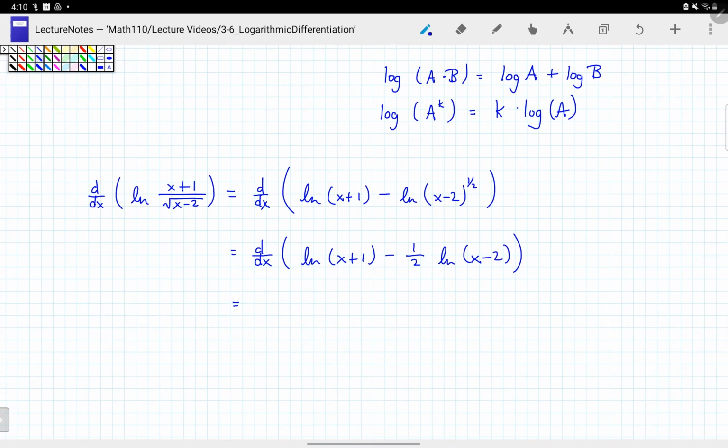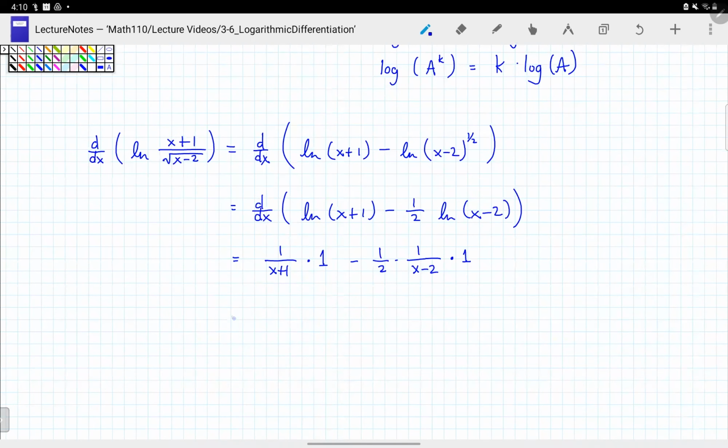Now, when I take the derivative of the natural log of x plus 1, it is 1 over x plus 1 times the derivative of the inside. The derivative of that inside function is 1. Minus 1/2 times the derivative of natural log of x minus 2 is 1 over x minus 2 times the derivative of that inside function, which is again 1. So this is equal to 1 over x plus 1 minus 1 over 2 times x minus 2.